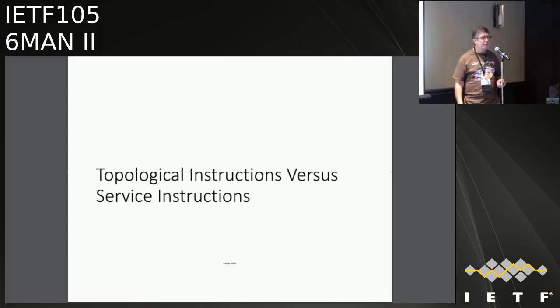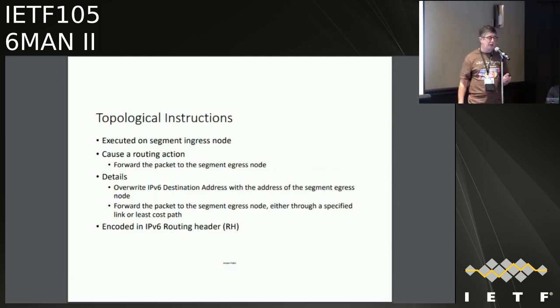So we have these things called segment routing paths. They provide connectivity from an ingress to an egress, and they contain segments. There are instructions associated with each segment. And there are 2 kinds of instructions: topological instructions and service instructions. So let's talk about topological instructions. Every segment in an SR path is associated with exactly one topological instruction. It's executed at the segment ingress node. It determines what the segment egress node is and how the segment ingress routes the packet to the segment egress, either strict or loose source routing.